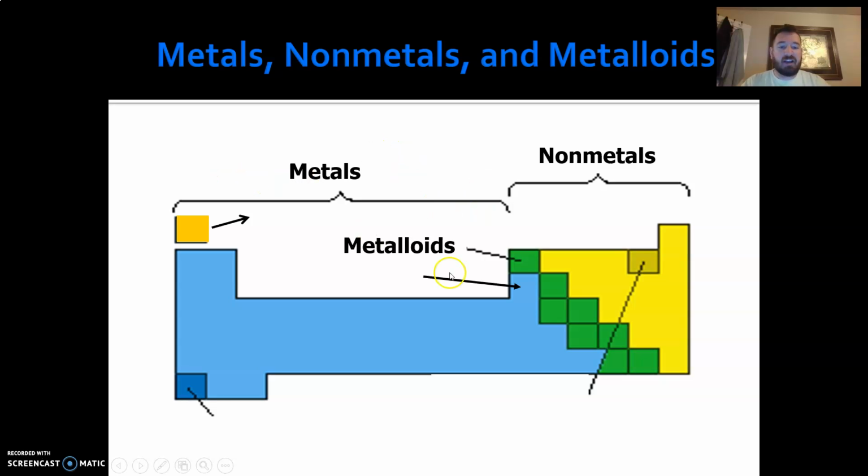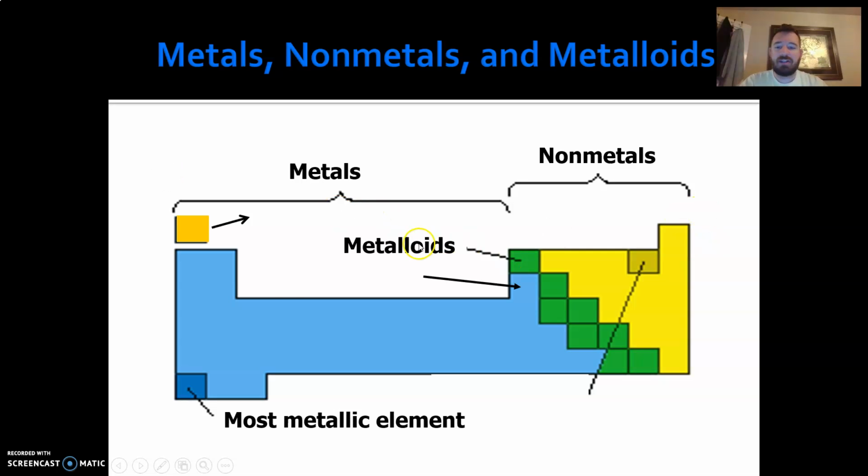This green line, or this green section going down, right, would be along that staircase I just talked about. And elements that are along that staircase are metalloids, right? It would make sense if metalloids have properties of both metals and nonmetals, right? They should be located between the two. So if your element is touching the staircase, it is likely a metalloid.